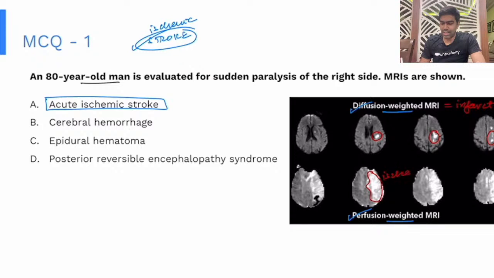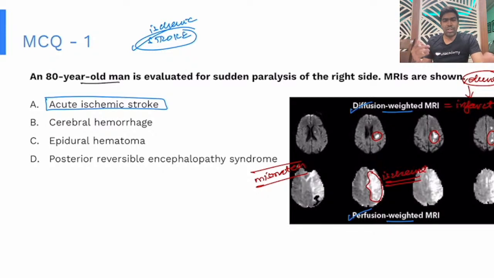So what I'm seeing here is basically ischemia. Why we do diffusion weighted and perfusion weighted MRI in some patients with ischemic stroke is that we need to know the volume of the infarct. Once we know the volume of the infarct, we are going to see the areas of ischemia, and look at whether there is any mismatch between the infarcted areas and the ischemic zones.